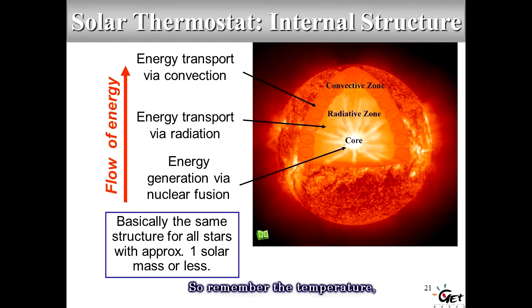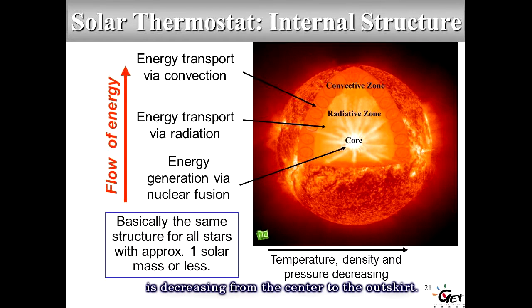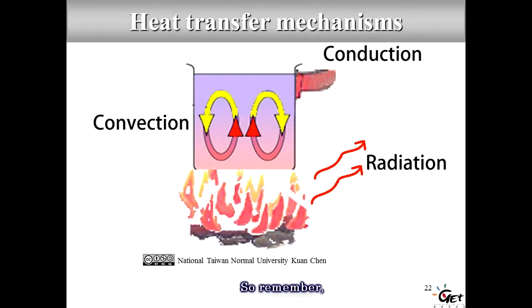Remember, the temperature, density and pressure are decreasing from the center to the outskirts. And remember, convection is exactly what happens when you have water bubbling in your pan, and radiation is when you heat up your pan.